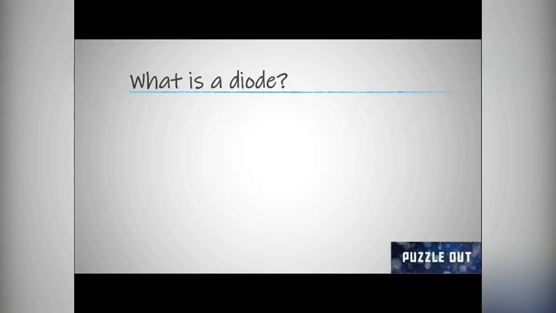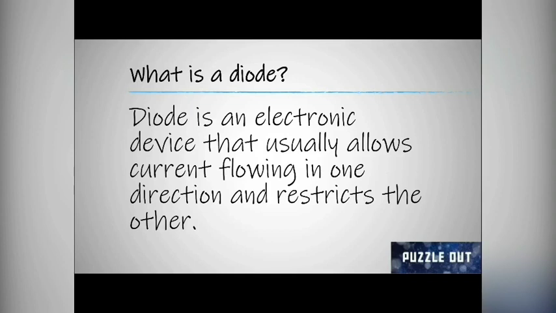The first question that comes to our mind is what is a diode? It is a semiconductor device that would allow current to flow conventionally in one direction while restricting its flow in the other direction.